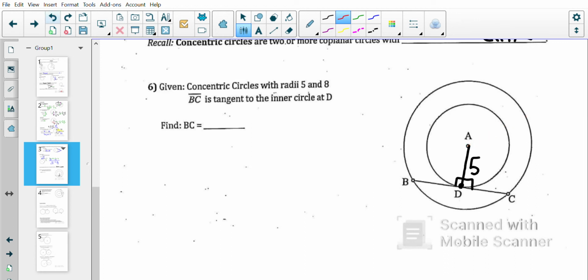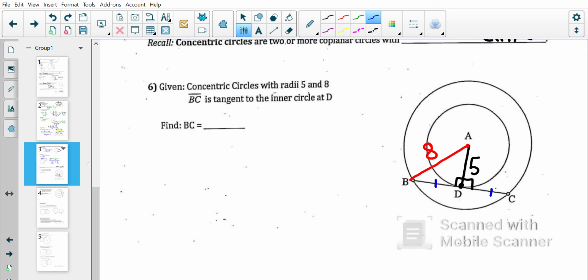Where can I draw the radius of 8 that will actually help? I'm going to draw it from A to B so I can complete my right triangle. Now, when a radius is perpendicular, remember, it also bisects. We learned that a couple lessons ago. When a radius is perpendicular, it also bisects the chord.